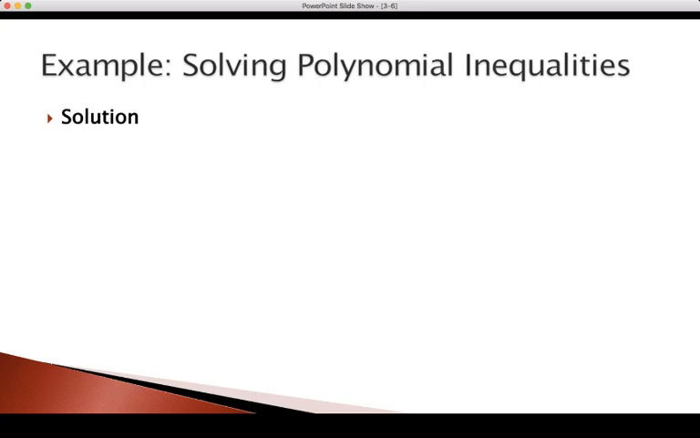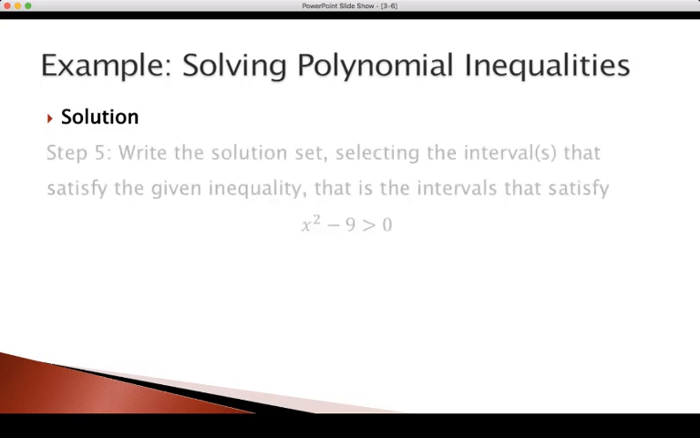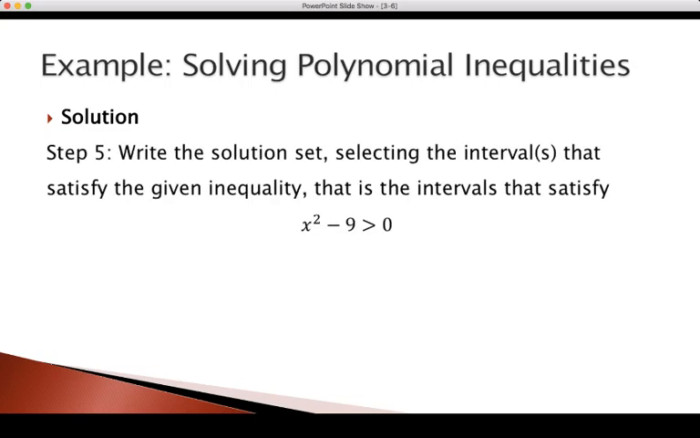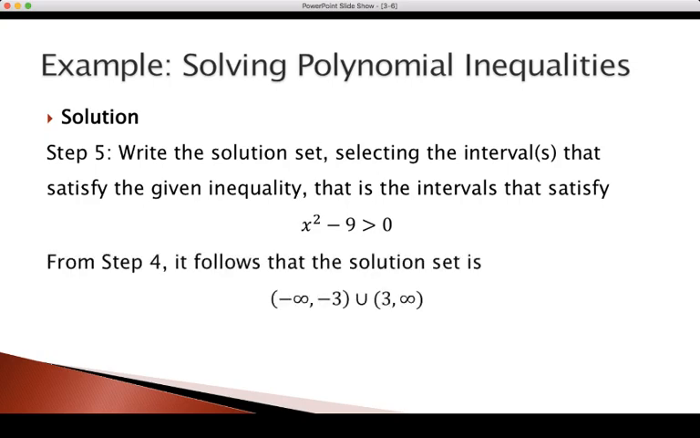Step 4. Step 5. Write the solution set, selecting the intervals that satisfy the given inequality. From step 4, the previous step, it follows that the solution set is negative infinity, comma, negative 3, union 3 to infinity. What this means is if we pull any x value from these intervals and plug it into this inequality, it will be true.